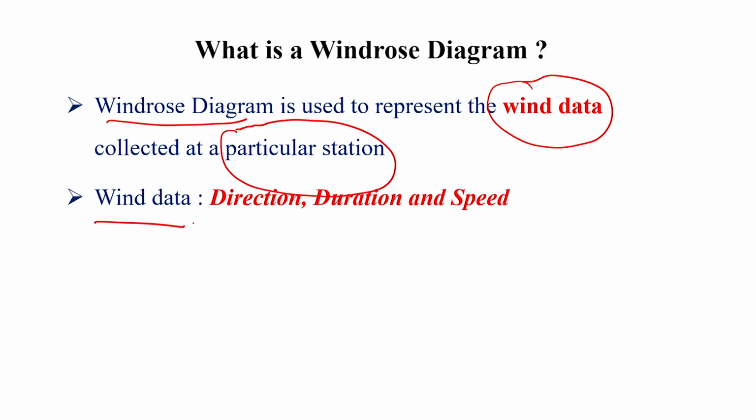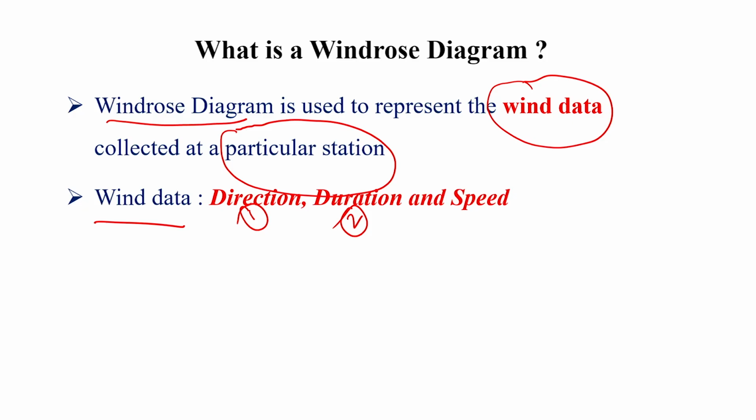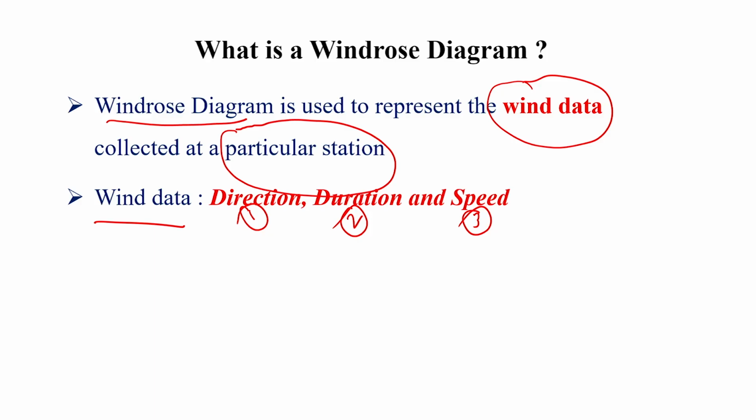Now, what does this wind data contain in it? That is the next question. Wind data means there are three important things that we are going to see: the direction in which the wind is moving, the amount of time in that direction it is moving, that means the duration for a particular direction, and then the speed at which the wind is moving. So, there are three things in terms of wind data, which are your direction, your duration, and the speed at which your wind is moving.